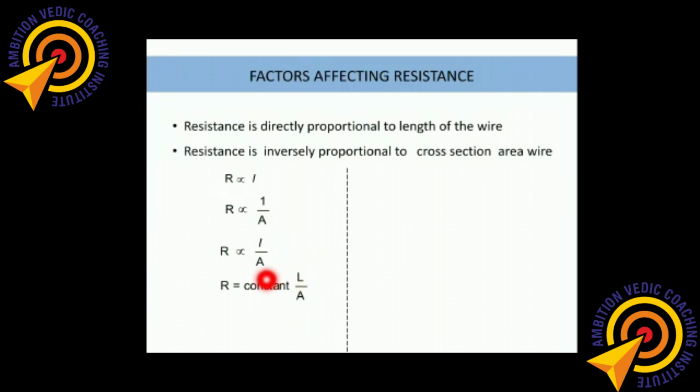Now this constant comes from the nature of the material, right? This is called rho, RHO. This rho is called the resistivity of a material, which we will discuss in our next class. So R is equals to rho. Remember, rho is always a constant.